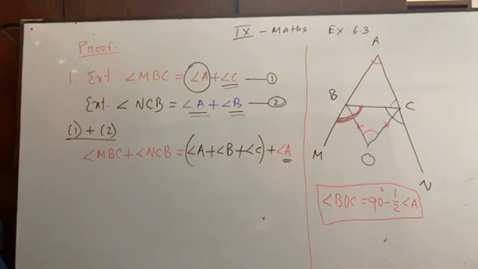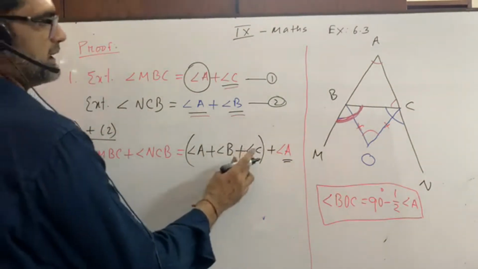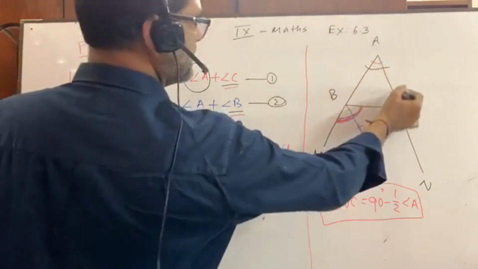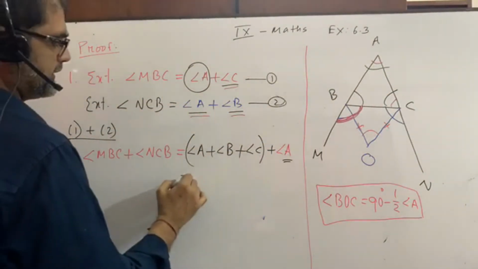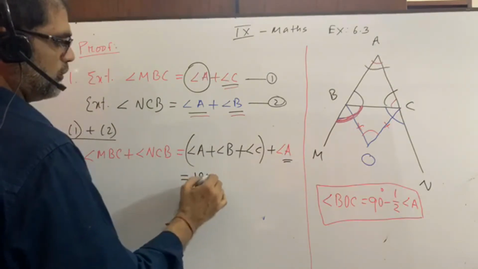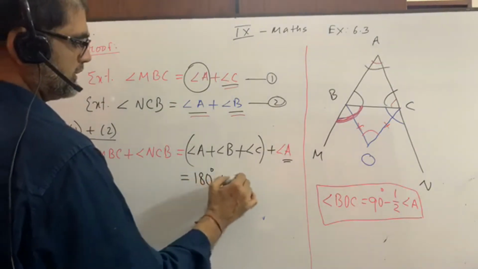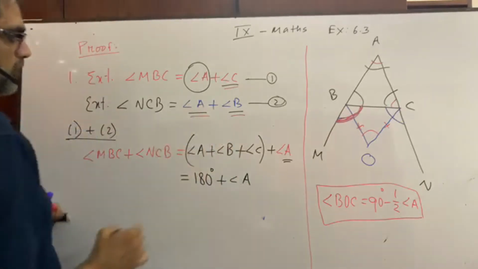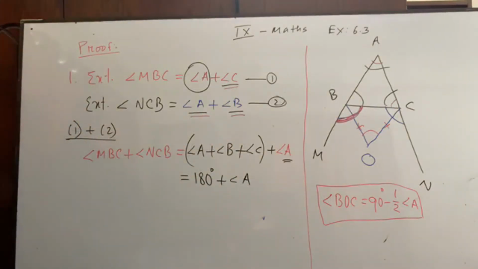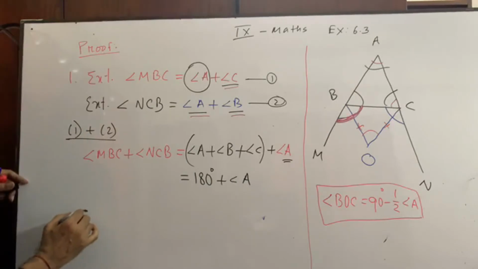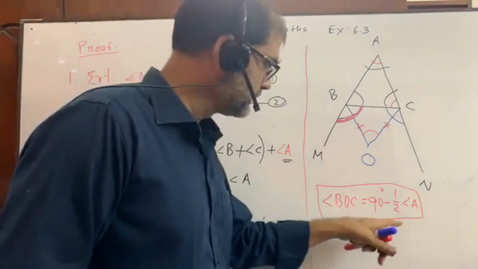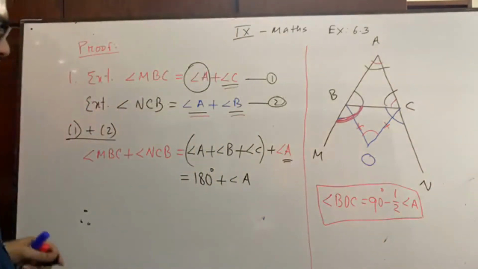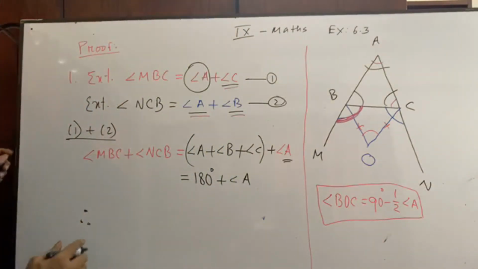Now, angle A plus angle B plus angle C. That means what? This angle and this angle, right? It is equal to 180 degree, so it is equal to 180 degree plus angle A, right? Therefore, we can write here, as there is angle A by 2, half of angle A, so we will multiply it by half.